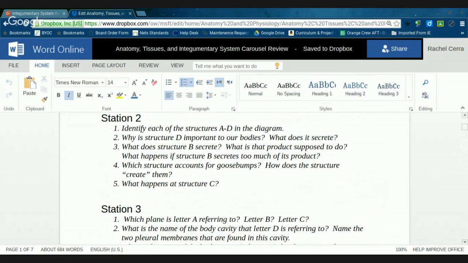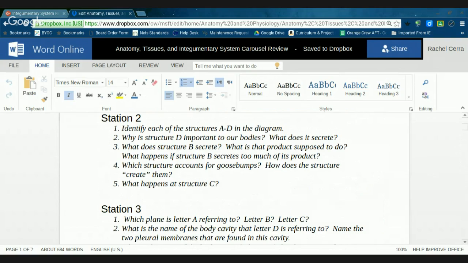Letter B would have been your sebaceous gland. The way you can tell the difference between your sebaceous gland and your sweat gland is that your sebaceous gland will always be attached to a hair follicle. And then letter C would have been the root base or your hair root. Either one would have been fine. And then letter D was a sweat gland. So it's not attached to the hairs, so not a sebaceous gland.